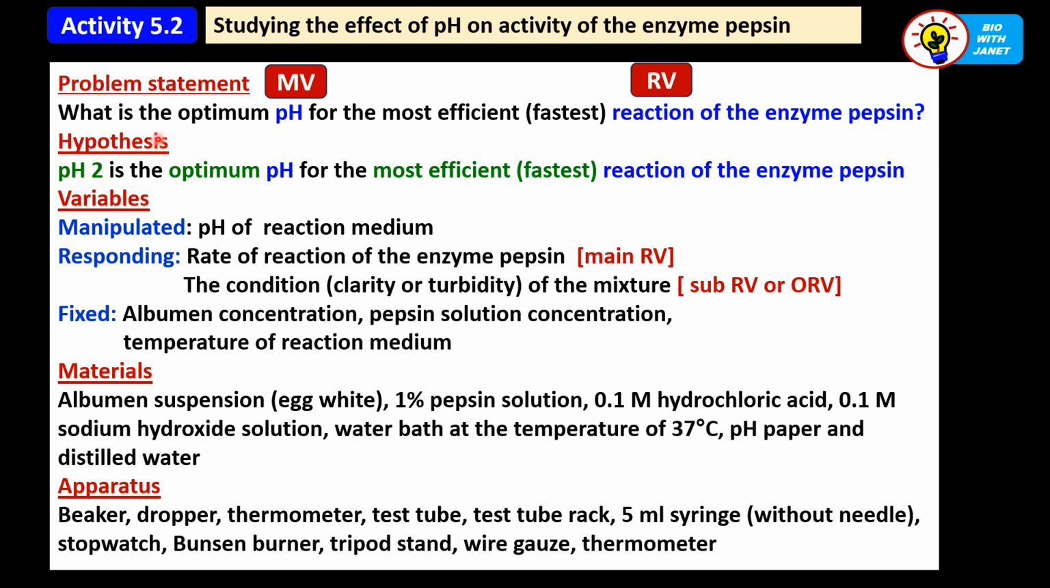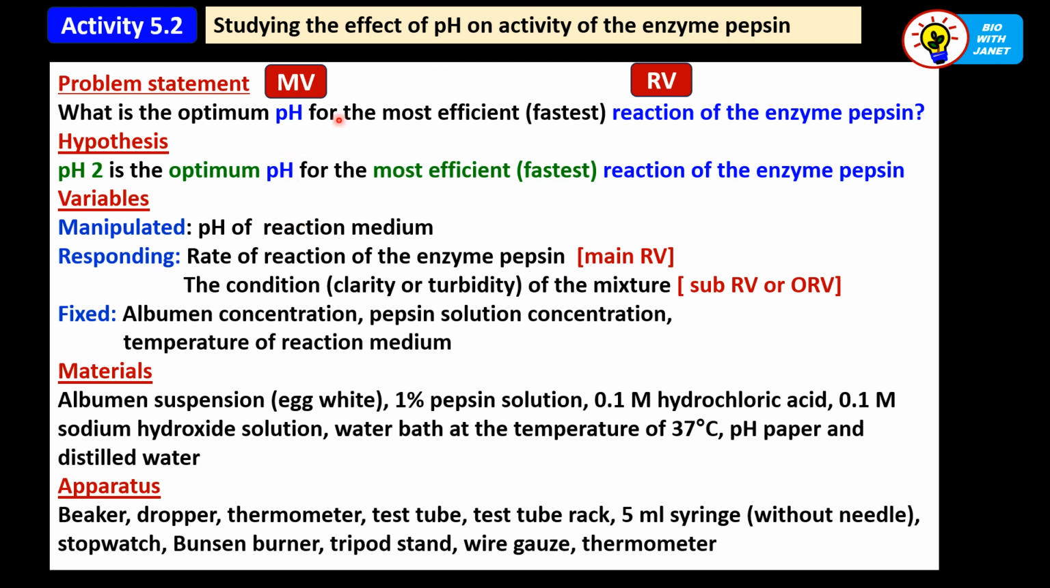So the problem statement is, what is the optimum pH for the most efficient or the fastest reaction of the enzyme pepsin? I prefer you to have this phrase, most efficient or fastest reaction, which is not found in the textbook. But this is needed to form the relationship between the word optimum pH and the most efficient or fastest reaction. So our problem statement is, what is the optimum pH for the most efficient or the fastest reaction of the enzyme pepsin? Just write both down, okay?